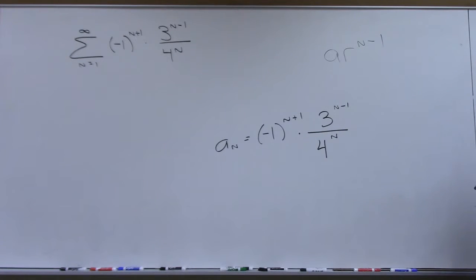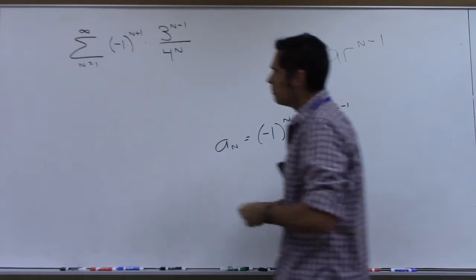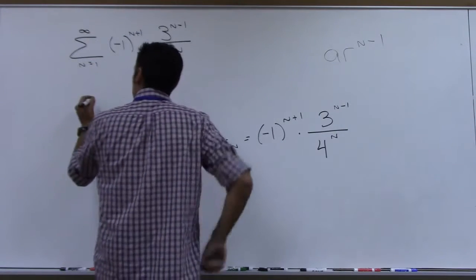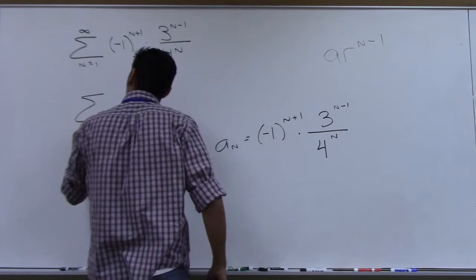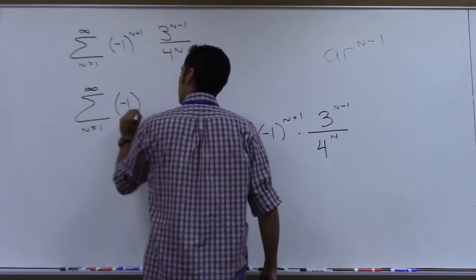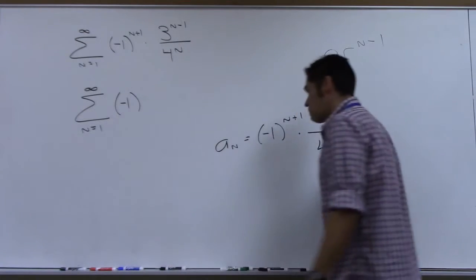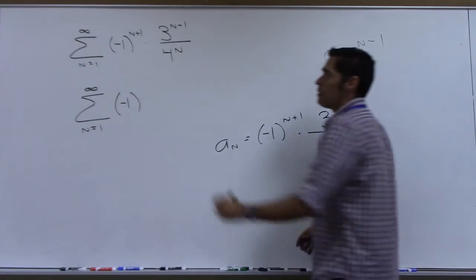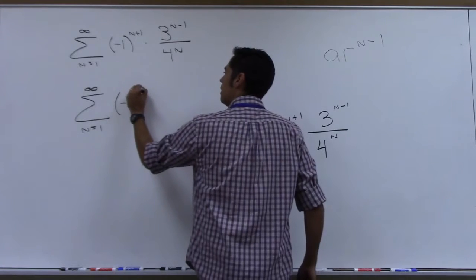Okay, so let's make it happen. This is going to become the sum from n equals 1 to infinity. How can I rewrite that negative 1? See, negative 1 to the n.